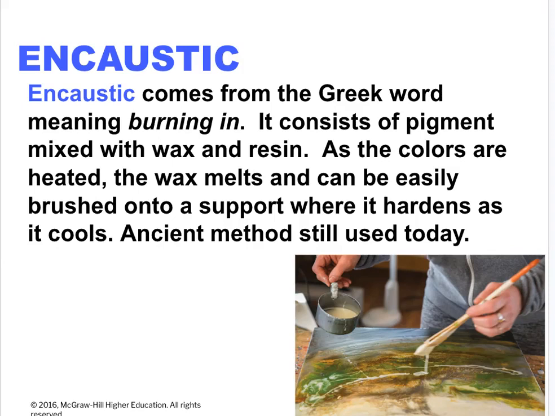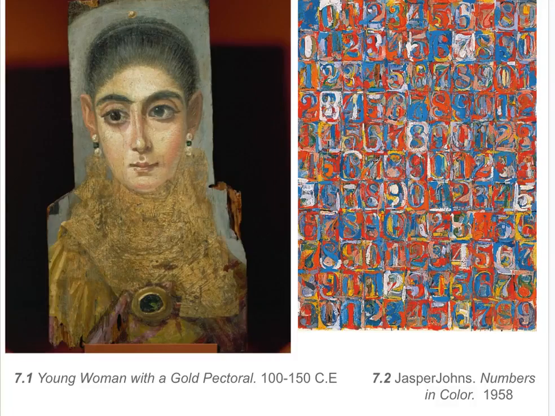It is a process, I can tell you, that takes a lot of skill because it's not like you can rework it very much. You almost just have to keep layering it on top of itself. And it is a very ancient method, which I can show you with the next slide. This one is titled Young Woman with a Gold Pectoral, which is 100 to 150 CE. So this is just 100 years into the Common Era.